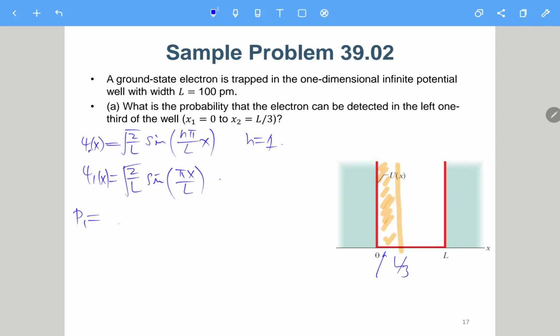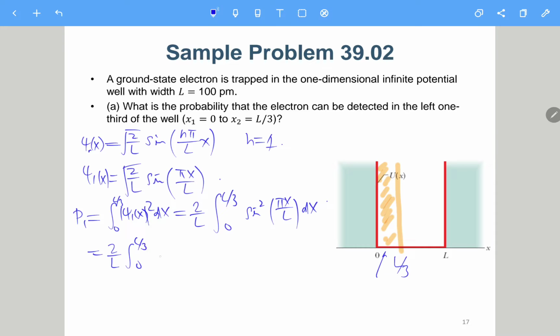So when we need to find the probability of this electron being here, the probability P1 will be phi 1 x, take the absolute value squared, integrated from 0 to L over 3, dx. So it will be 2 over L times the integration from 0 to L over 3 of sine squared pi x over L dx. This is just a simple integration, so I will move on quickly. This is 2 over L, 0 to L over 3, and then 1 minus cosine of 2 pi x over L, all over 2, dx. This is the half angle formula.